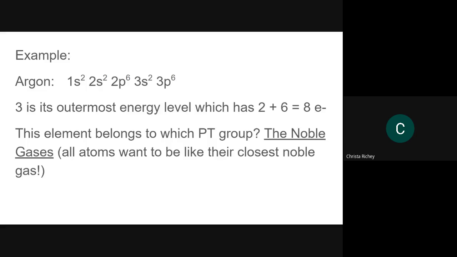Argon is way over on the right-hand side, along with helium, neon, krypton, radon, and I think xenon is the other one. Those are noble gases. They are inert. They have a full outer shell, and honestly, they don't want to react. Can we force them to? Yes. Do they want to? Mm-mm.